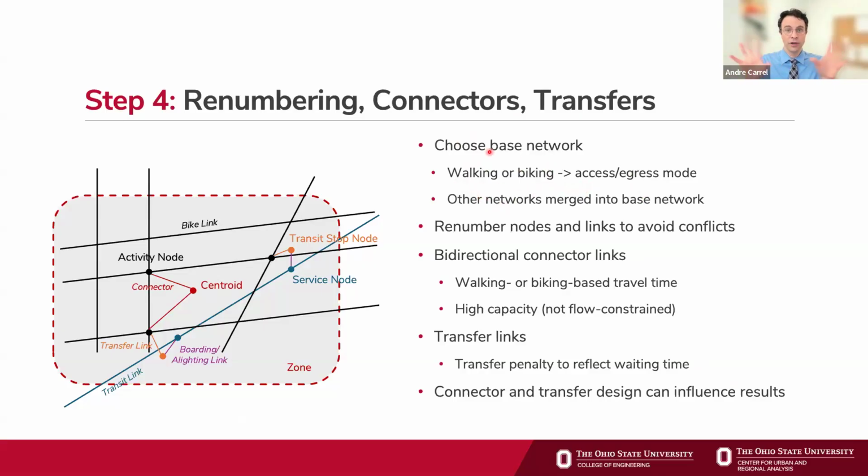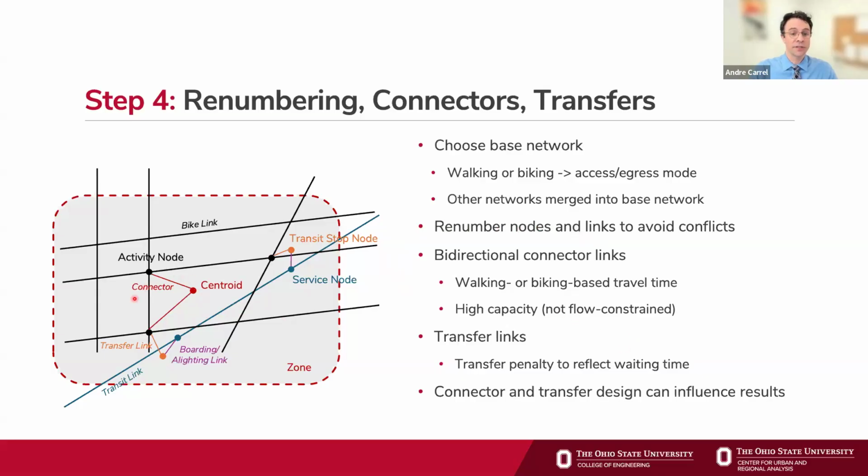In our case, we were running multiple types of analyses. So in some cases, we had the walking network as the base and in others the biking network. And so that's our base network, and the other networks will then be merged into this base network, technically speaking. Now, before we do that, remember, we're still maintaining biking, pedestrian, transit, and automobile, so separate node and link files. First, for the non-base networks, we have to renumber the nodes and links to avoid conflicts once everything gets merged together. And then we need to generate bidirectional connector links.